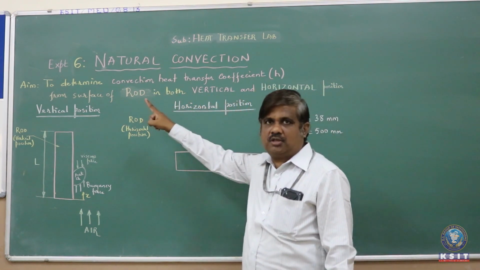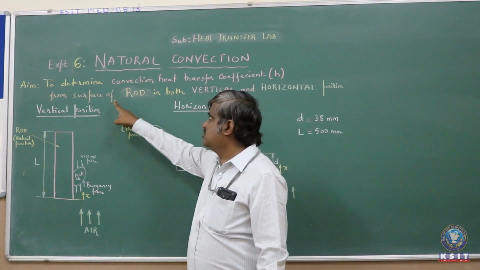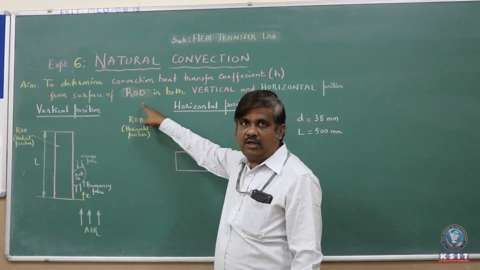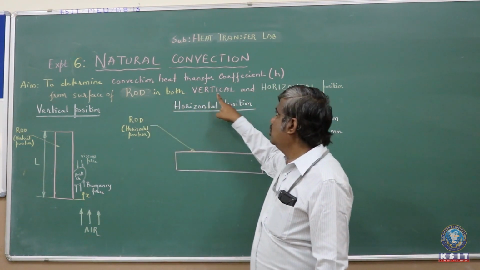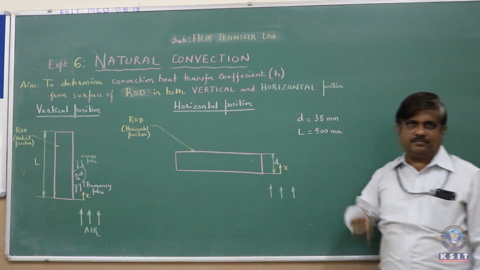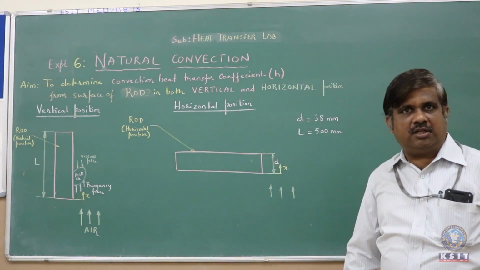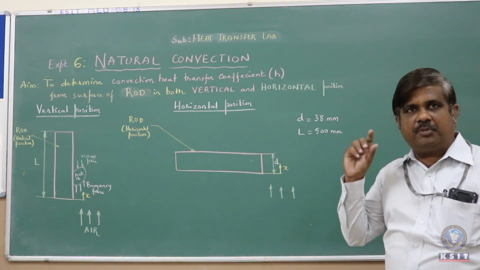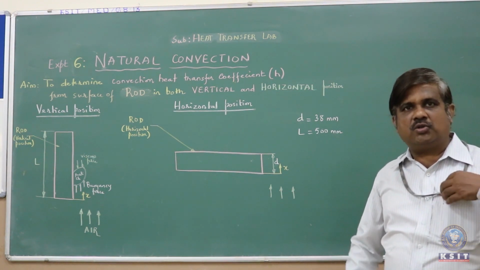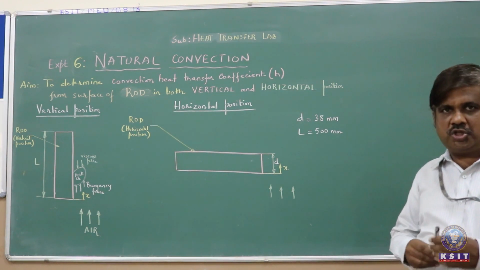In natural convection, when the heat transfer is happening over the surface of a rod, and this rod is kept in both vertical and horizontal position, I repeat, we have to calculate the value of h practically, keeping the rod in vertical position and also keeping the rod in horizontal position.